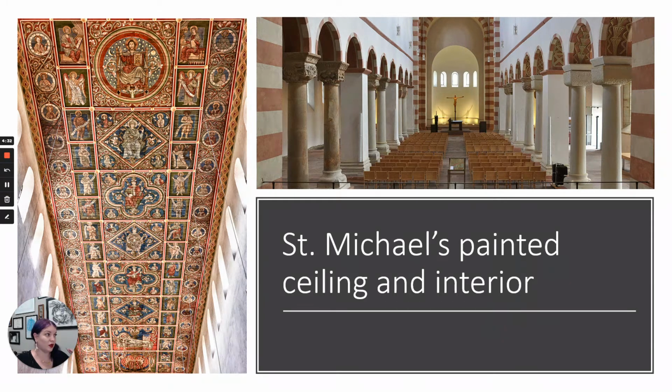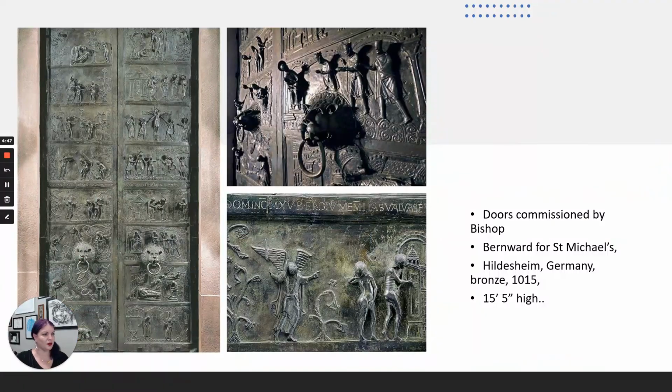And you'll notice we have the orange and white alternating stone, which is very much an influence from the Umayyad Caliphate in Moorish Islamic Spain. So we have a lot of interesting things happening here. Another really significant aspect of this particular church are the doors. They are commissioned by Bishop Bernward, who was a bronze caster, so it makes sense that we have these huge bronze doors.